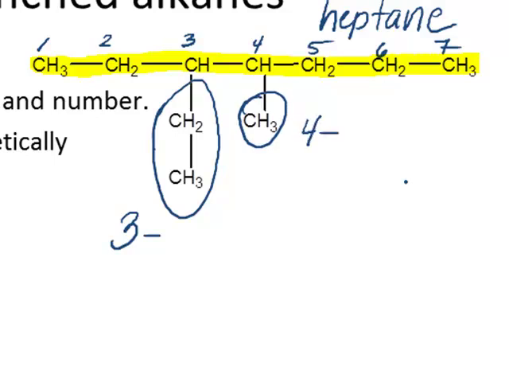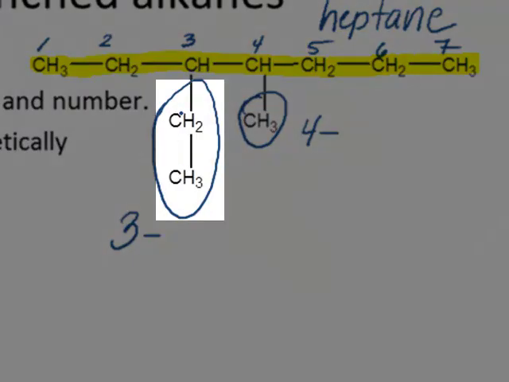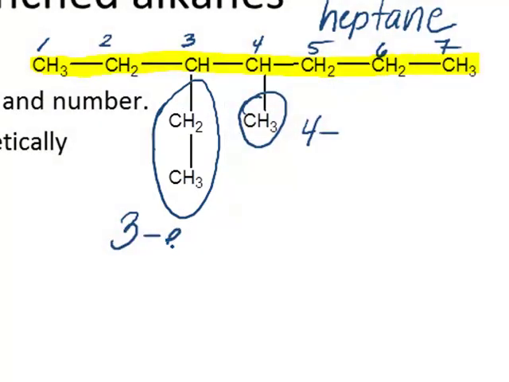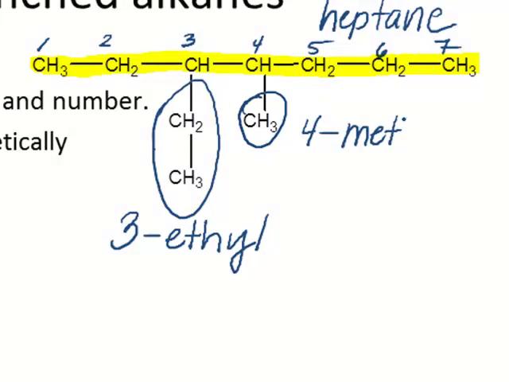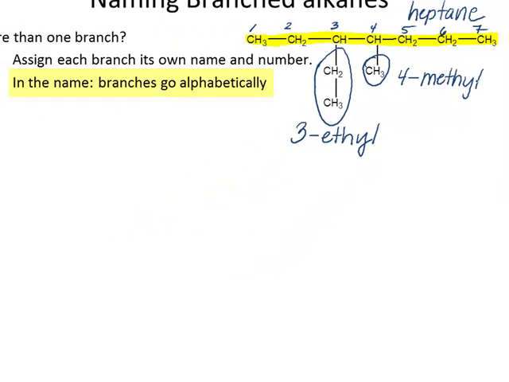Now I have to name each one of the branches. This branch, CH2 and CH3, has 2 carbons. So I'm going to use the prefix eth and then add the YL ending, 3-ethyl. This one only has 1 carbon, so I'm back to using methyl. Now when I put this entire name together, I need to make sure to alphabetize the branches. The heptane will always come last, but I have to decide whether to put 3-ethyl or 4-methyl first. The E in ethyl comes first alphabetically over the M in methyl. The 3 and the 4 don't matter.